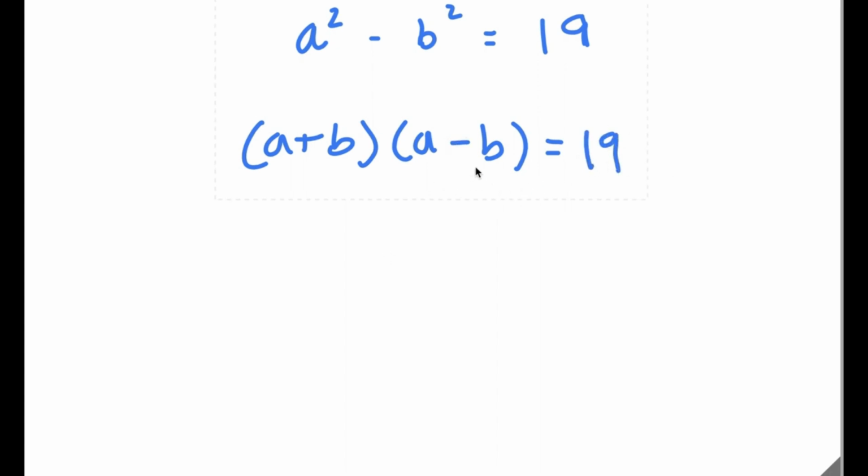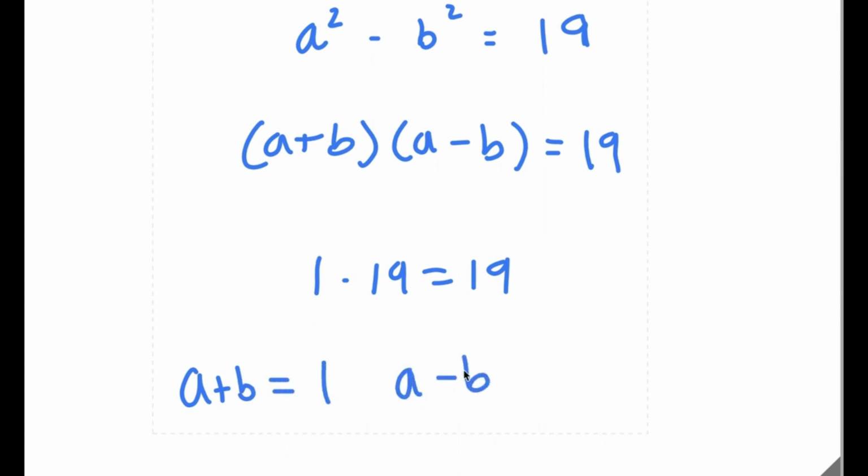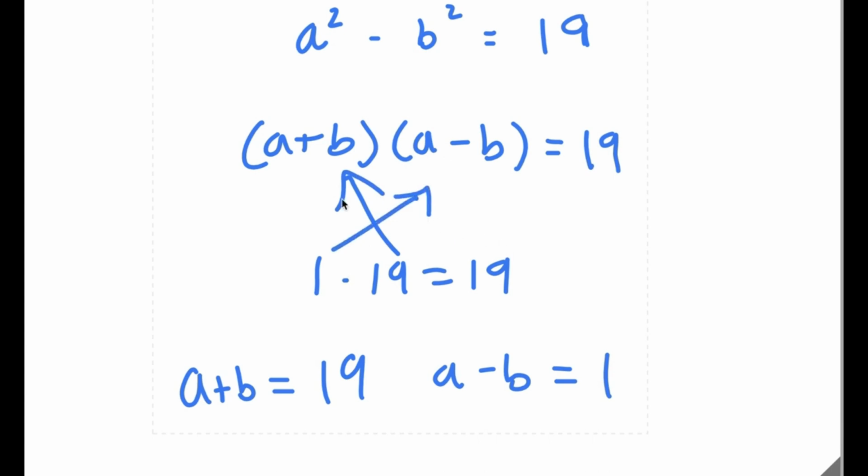Now 19, this is equal to 1 times 19, right? These are the only two factors of 19 because 19 is a prime number, meaning its only factors are 1 and itself. So we can actually think of a plus b as 19 and a minus b as 1. Because if we correlate 19 with a plus b and 1 with a minus b, then we get 1 times 19, which is equal to 19.